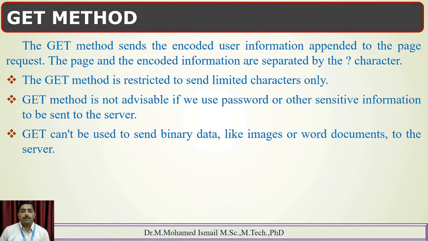The get method sends the encoded user information appended to the page request. The page and the encoded information are separated using the question mark character. The get method is restricted to sending limited characters. For example, it depends on the browser, like 1024 characters or 255 characters. Get method is not advisable if we use passwords or other sensitive information, since whatever we enter will be visible in the URL. Get can't be used to send binary data like images or Word documents to the servers.